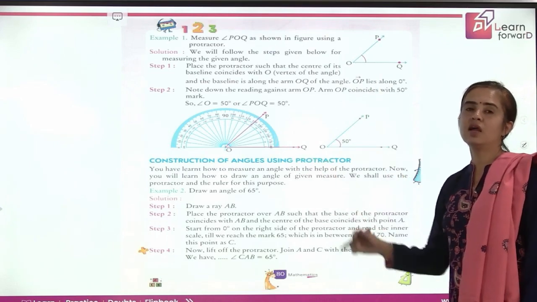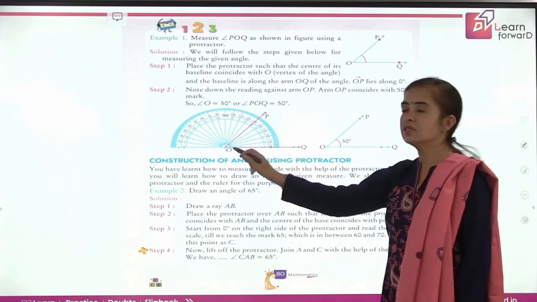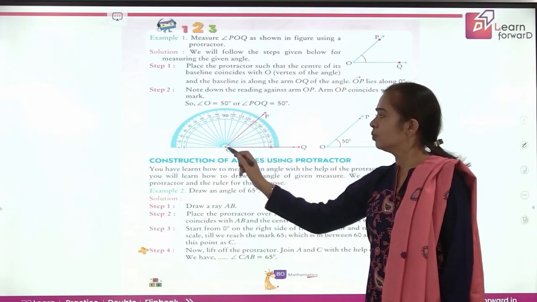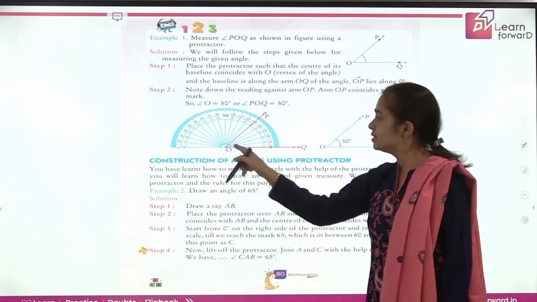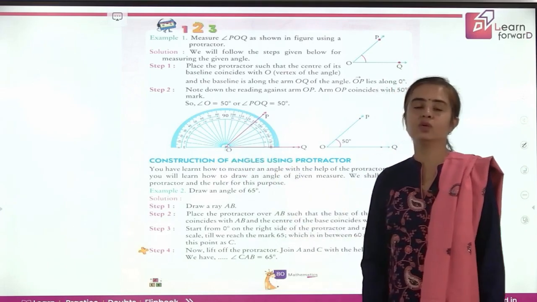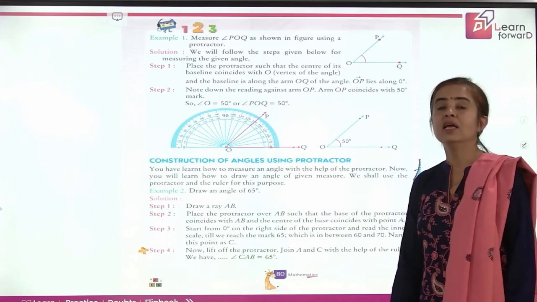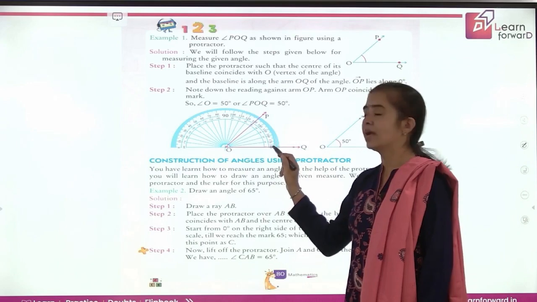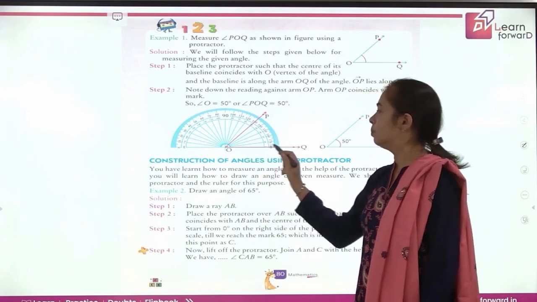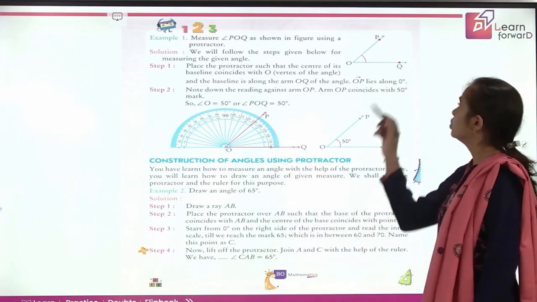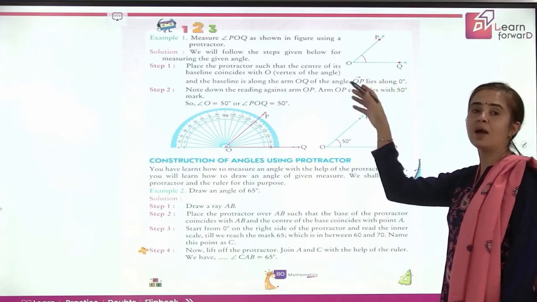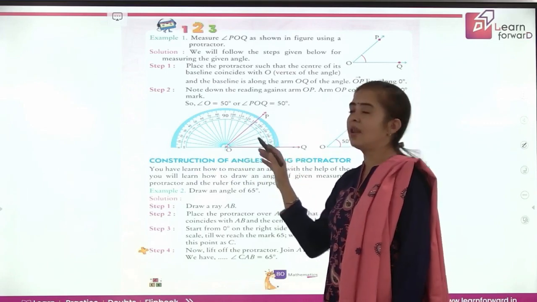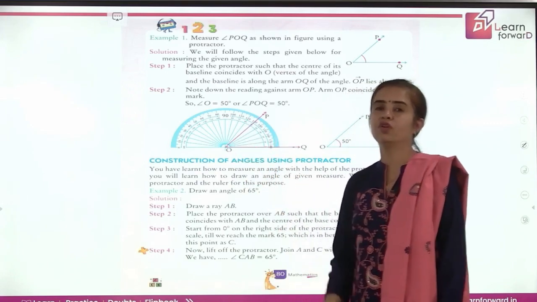Now, see here, how do we keep the protractor? This is the vertex of the angle O, and what we have done is just look at the protractor and its center. Its center is exactly at the vertex O. And the baseline of your protractor should coincide, it should overlap the baseline of your angle. So the arm OQ of your angle is overlapped by the baseline of your protractor.